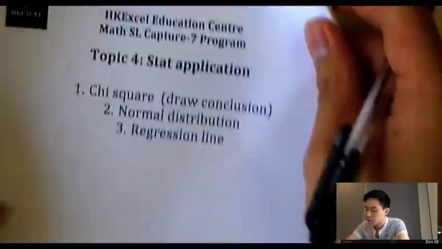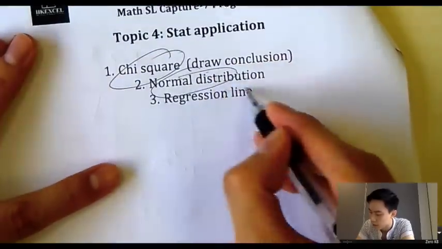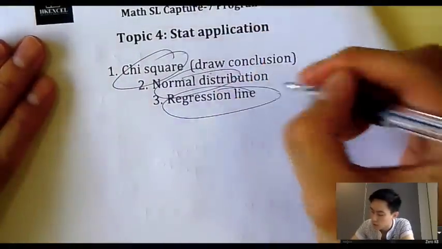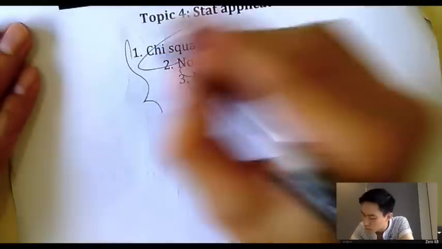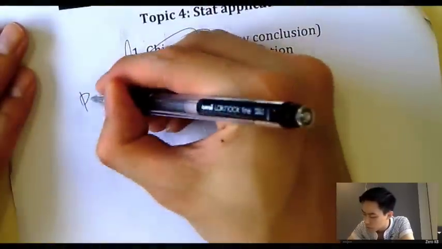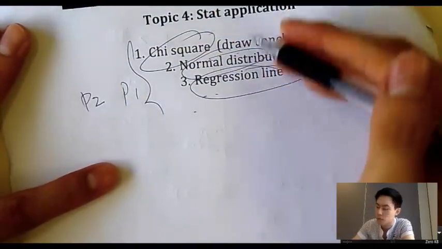So next page, statistics application. Obviously chi-square test, normal distribution, and regression line. So these 3 topics, these 3 chapters, there must be one question in paper 2 and also paper 1. So you will definitely see these 3 questions in your IB exam.